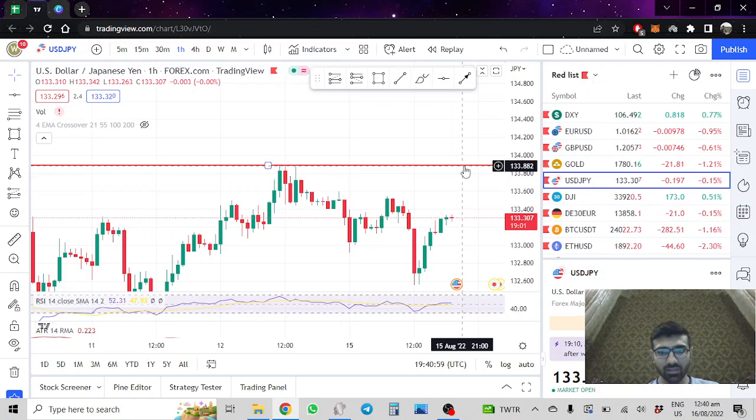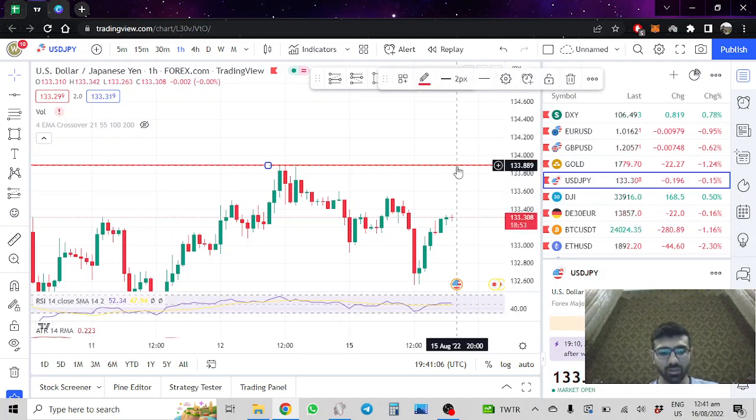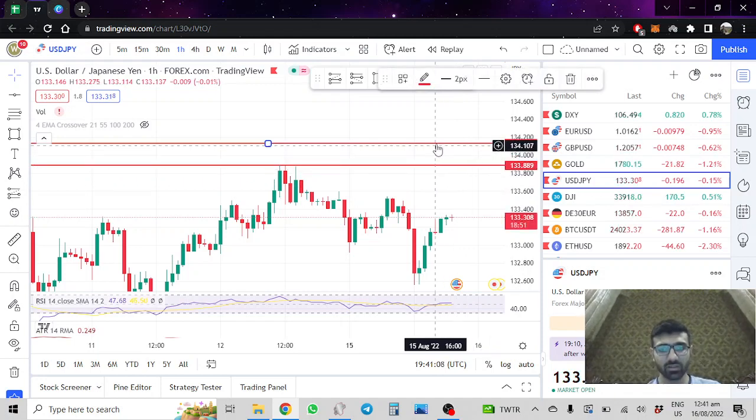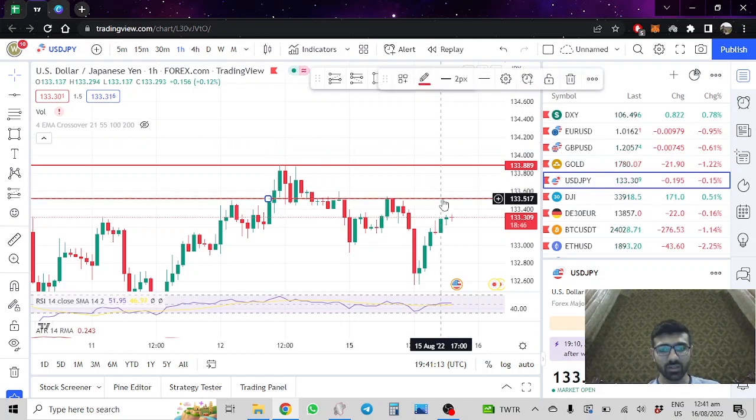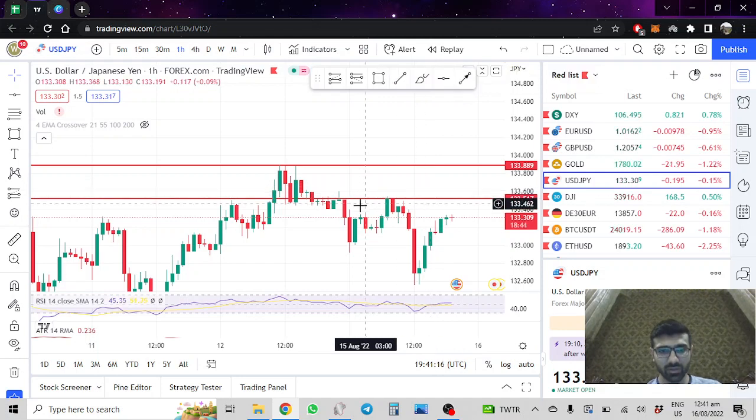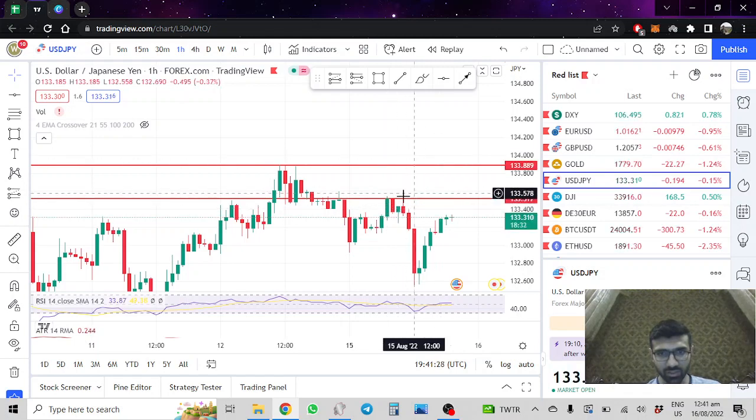Okay, either this area would be tested again or this area as well. So I'm only giving you the ideas from where we can get a potential trade. What I'm seeing is that this area has been tested already, so I don't think that you should wait for this area.